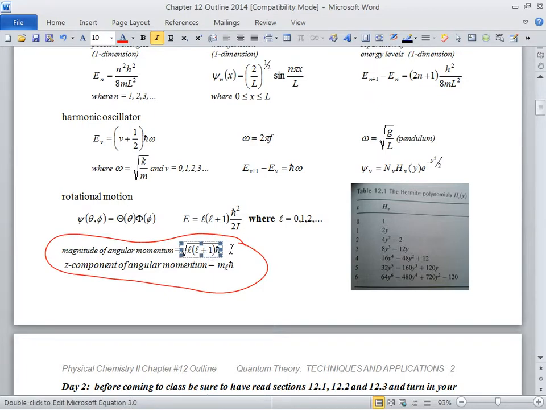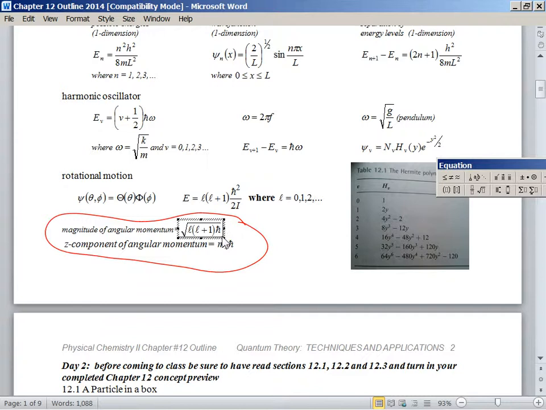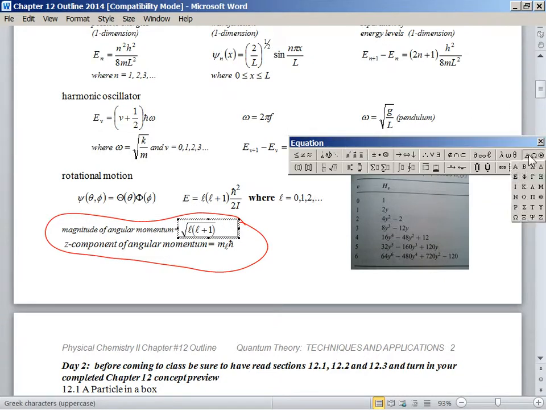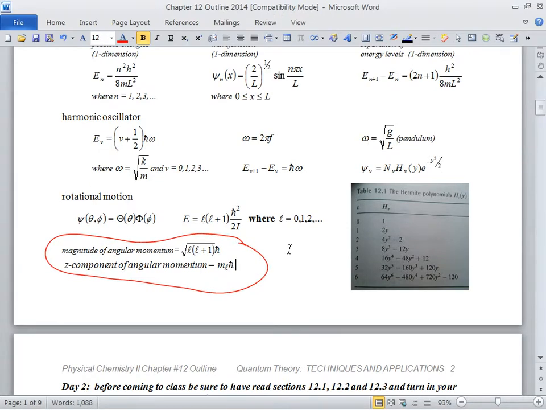That equation's messed up. The h bar should be outside the square root. All right? Let's see if I can fix that. There it is. Okay.